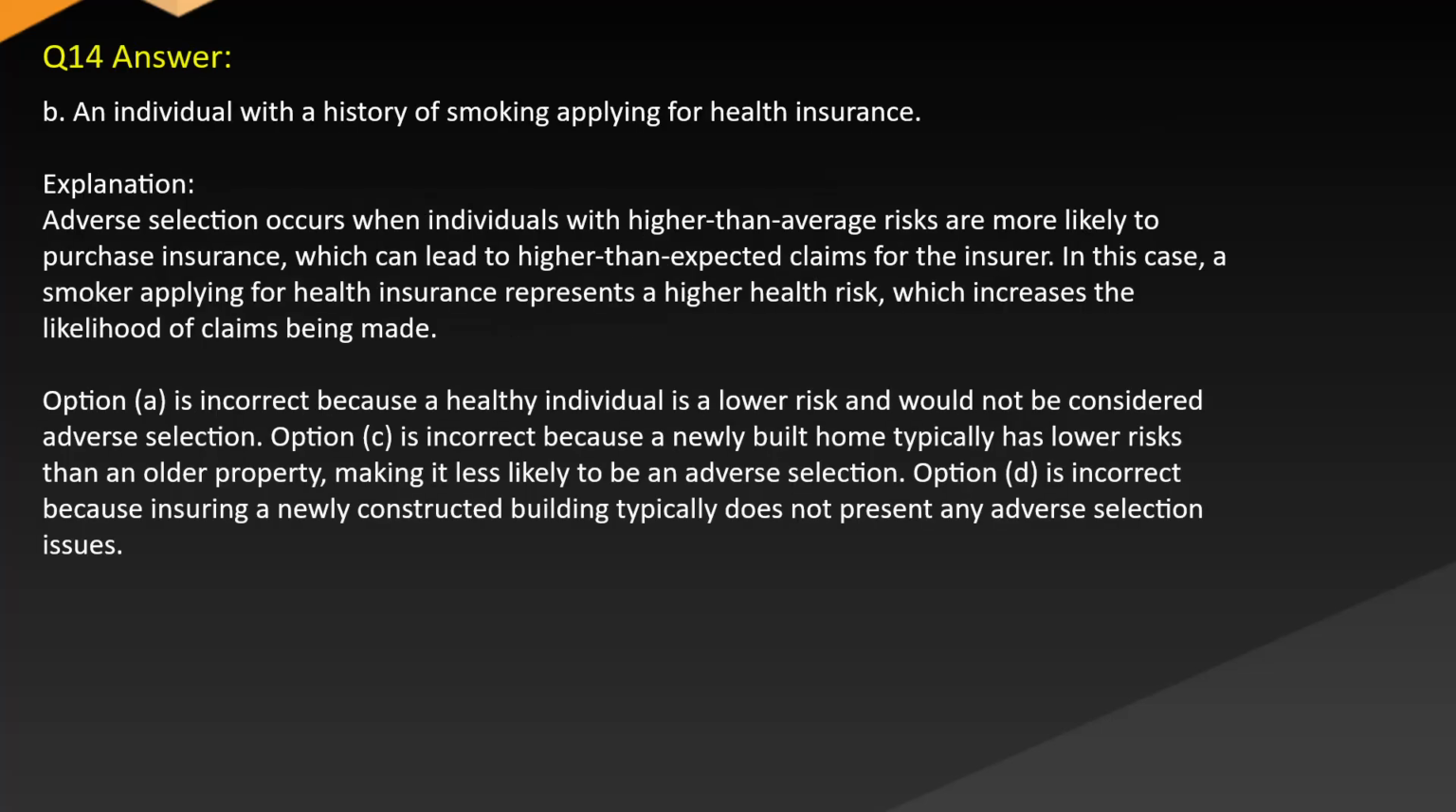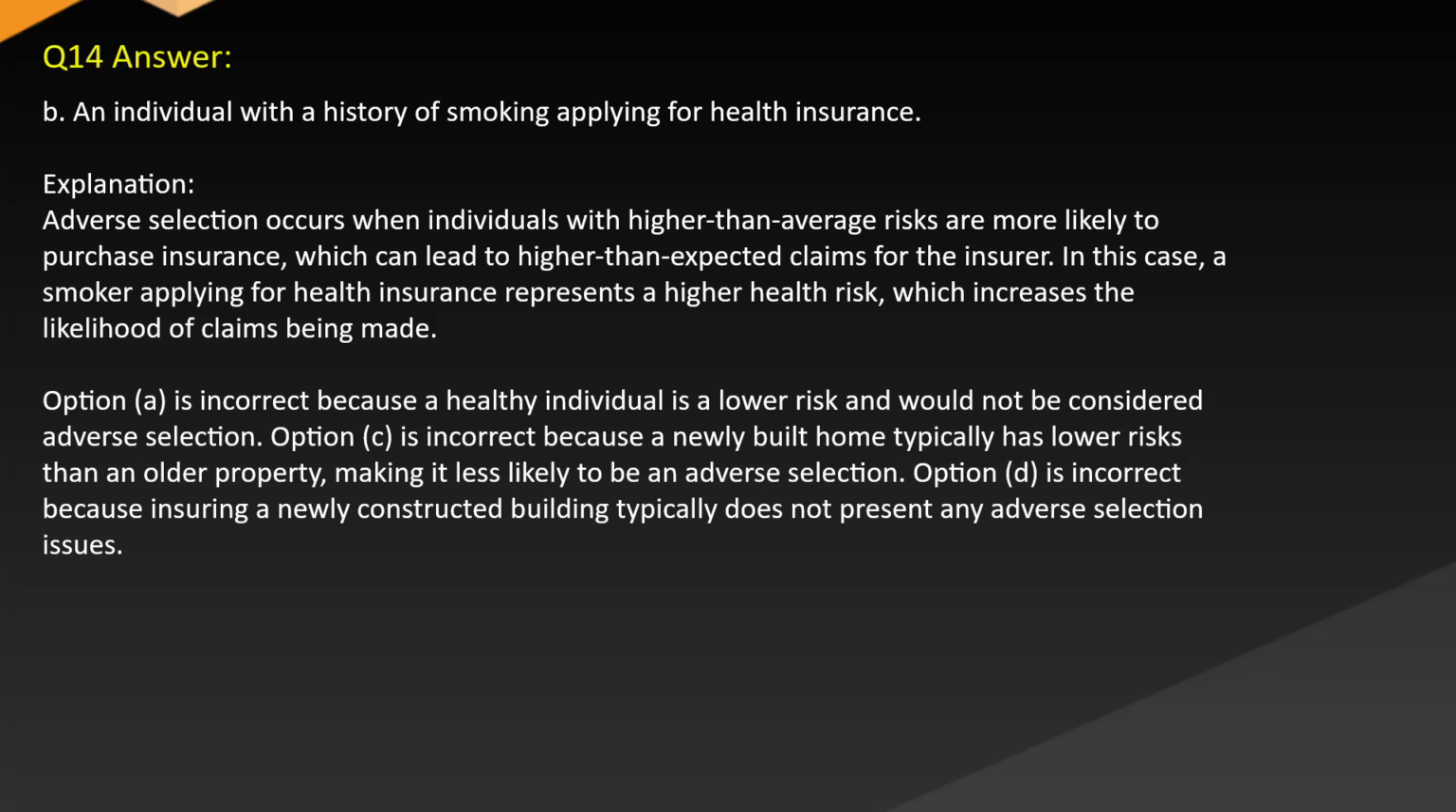Answer B. An individual with a history of smoking applying for health insurance. Explanation: adverse selection occurs when individuals with higher than average risks are more likely to purchase insurance, which can lead to higher than expected claims for the insurer. In this case, a smoker applying for health insurance represents a higher health risk, which increases the likelihood of claims being made.